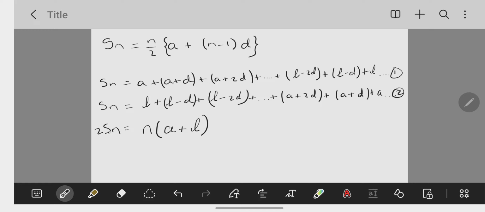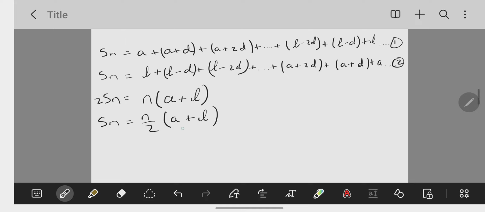Now I'm going to divide both sides by the 2. So Sn equals n over 2 times (a plus L). Now, if I have n number of terms, remember, the last term will be the nth term. So if I had 7 terms, the last term will be the 7th term. The last term will be the nth term.